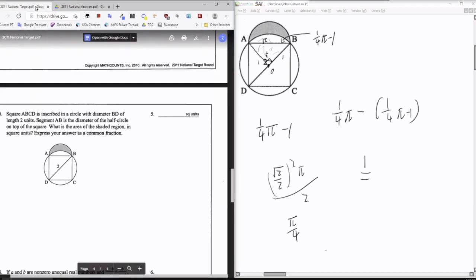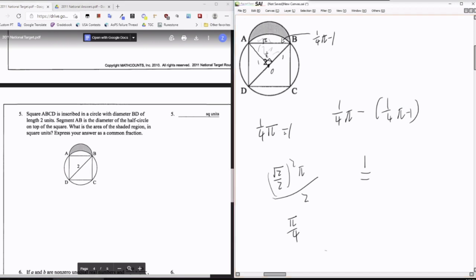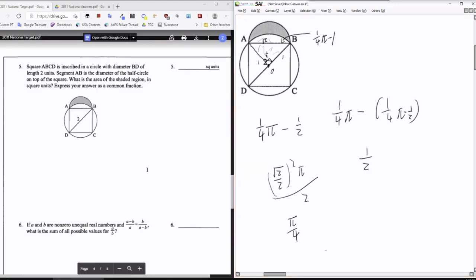Did we mess up? Oh, wait. Yeah, this should be 1/2, not 1. I forgot to change it. I said it was 1/2. So our answer will be 1/2. And yeah, that's the answer.